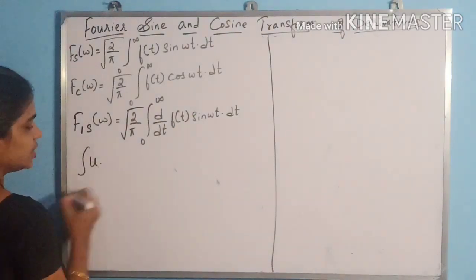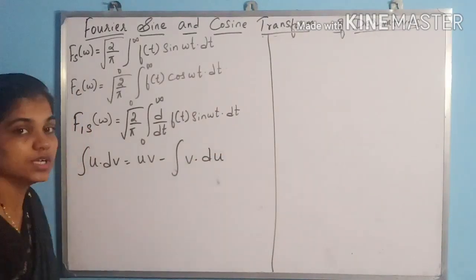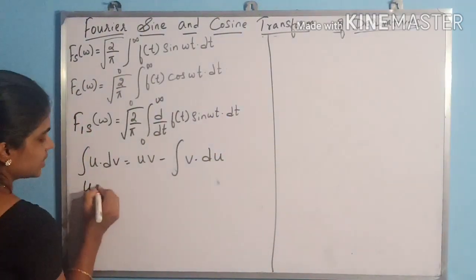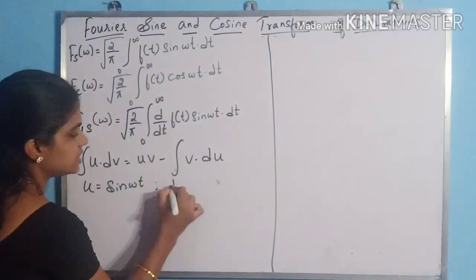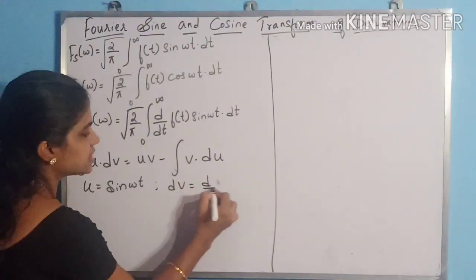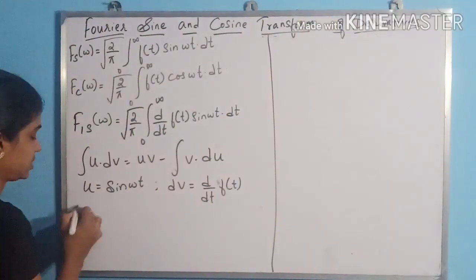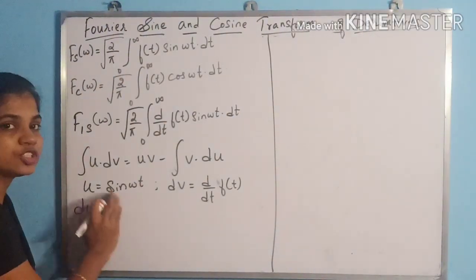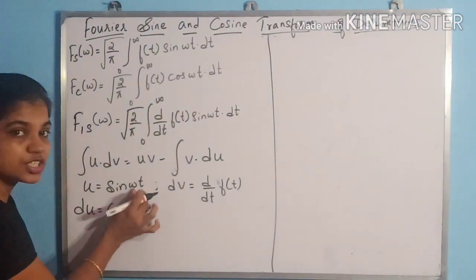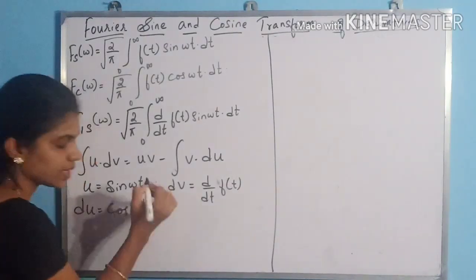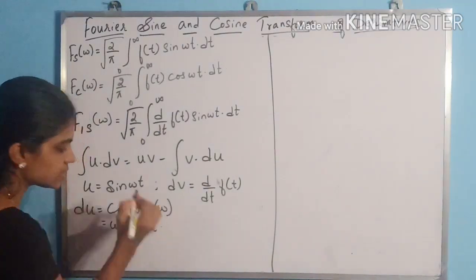Integration u into dv is equals to uv minus integration v into du. So what is u? U is sine omega t and dv is d by dt of f of t. So what will be du here? Du will be differentiation of sine omega t, that is cos omega t into differentiation of omega t. So we get it as omega, right? Or we can write it as omega cos omega t.